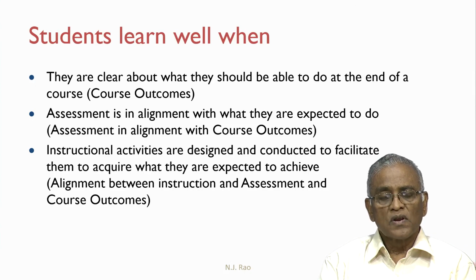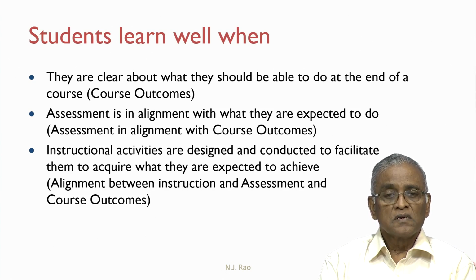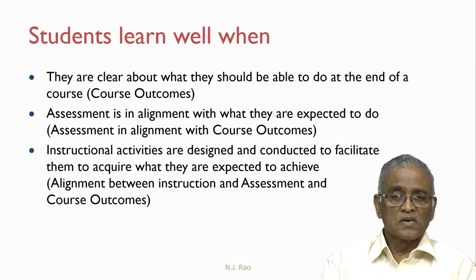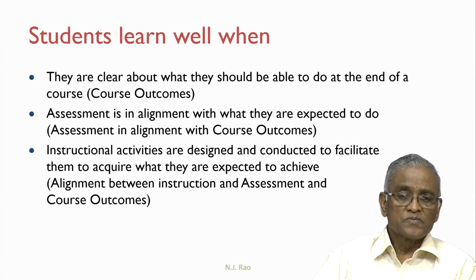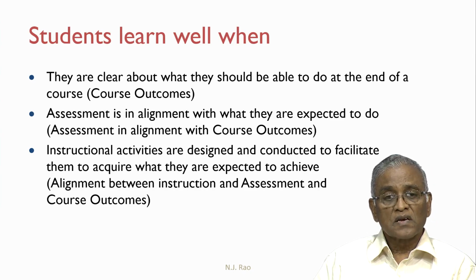So, students learn well when you have good course outcomes, that you are very clear about what the students should be able to do, and when assessment and instruction are in alignment with our course outcomes. Okay. That is the role of course outcomes and the alignment through what we call a taxonomy table.